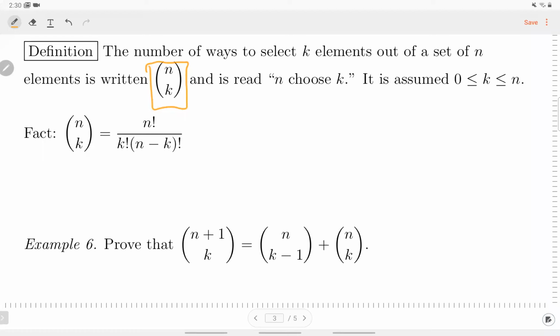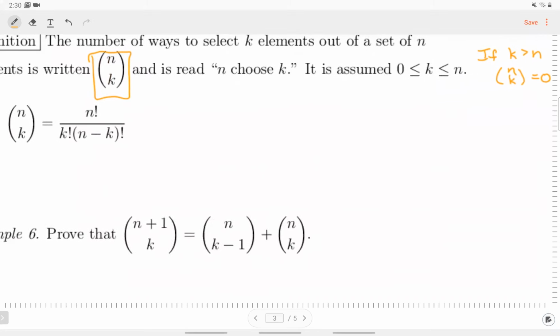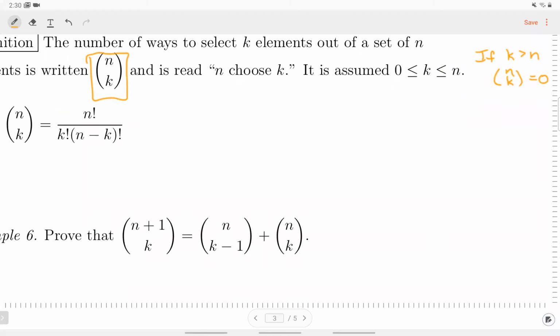Typically, we want k to be less than n, right? You wouldn't say I have 5 things, now pick 7. That's not possible. So if k is bigger than n, we just say n choose k is 0 because it's impossible. There's no way given 5 things to choose 7 of them. So if you ever have one where k is bigger than n, it's just 0. All right. So here's the actual formula for it. Is this craziness with factorials? Let's look at a couple examples to make sure we understand it.